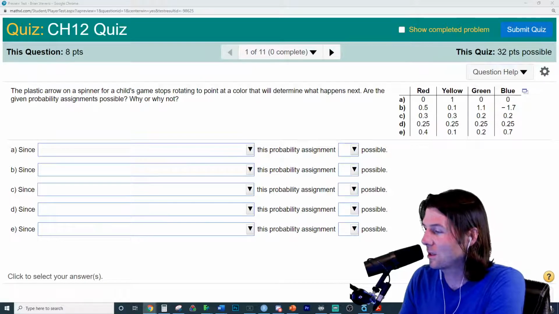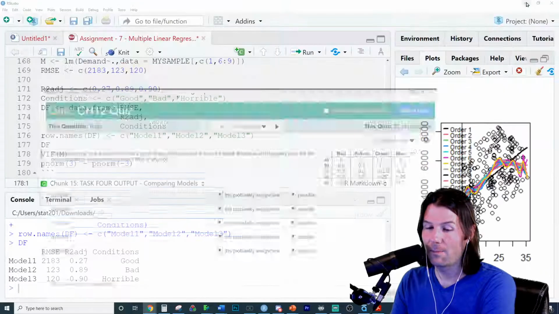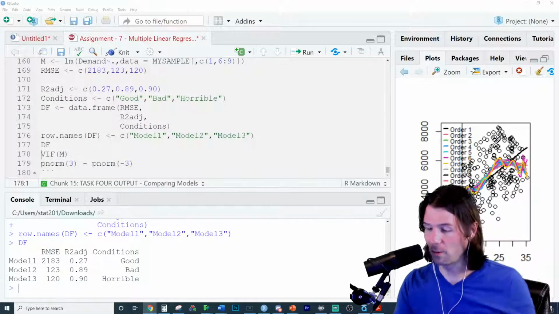For task 4, would it make sense to compare the overall p-value of the model as well, or would RMSE and R-squared adjusted be the best? Really great question right there. Thank you so much. Let's show some 20 points to the chat also.